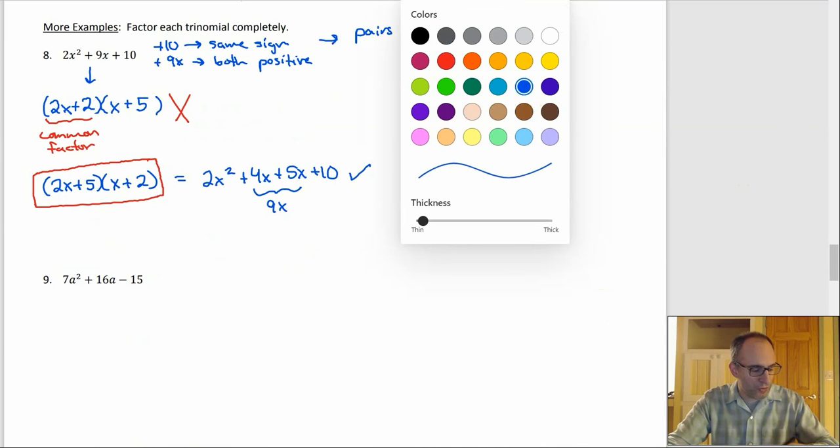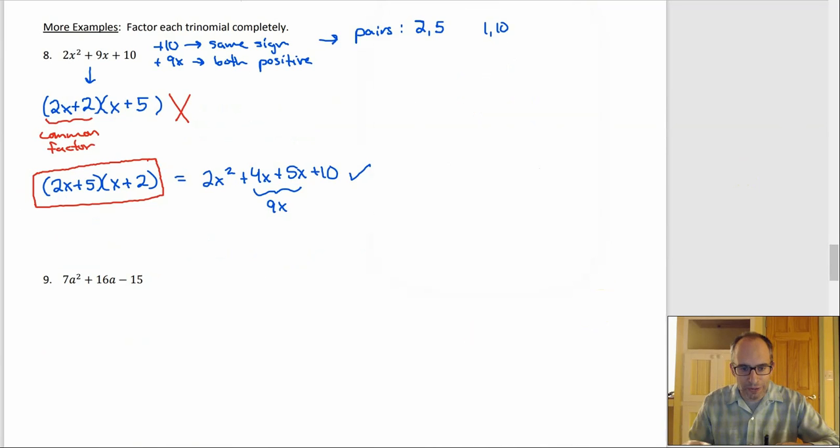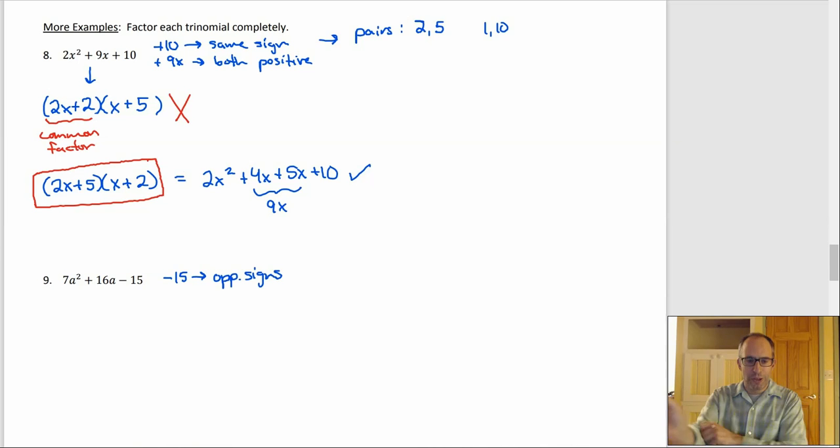This time we've got a negative 15 as our constant. So that negative 15 tells you that we should have opposite signs. This is another one I'm not going to use the rainbow method with because of the 7. That's 7a squared. 7 is prime. So there aren't any real options there. It's 7a in one of the binomials and a in the other. There's nothing else you can do.